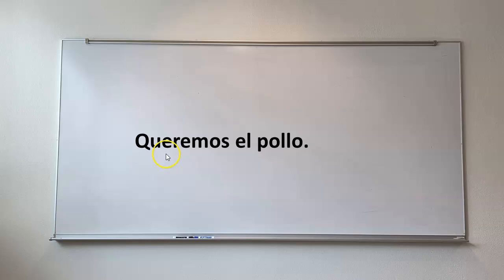Notice that there is no stem change here. Queremos. And notice I didn't use nosotros because it's not necessary. Queremos el pollo. We want the chicken. The stress is on the re: queremos. On pollo, the stress is on the po. And the pronunciation, some Spanish speakers might pronounce it pollo. Queremos el pollo, but pollo.